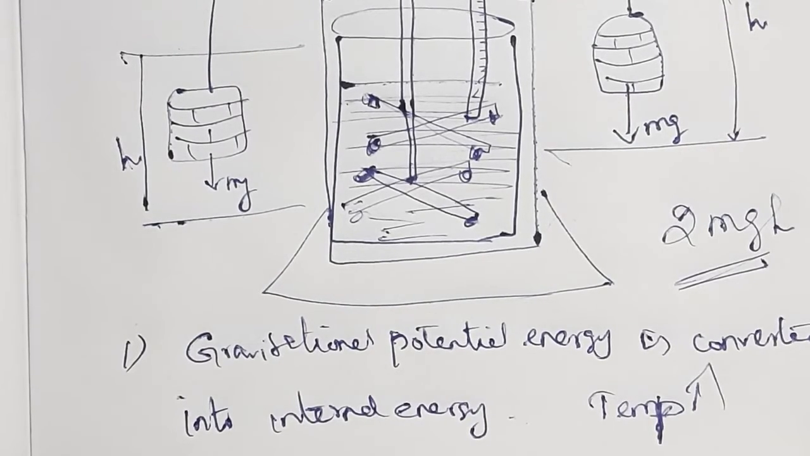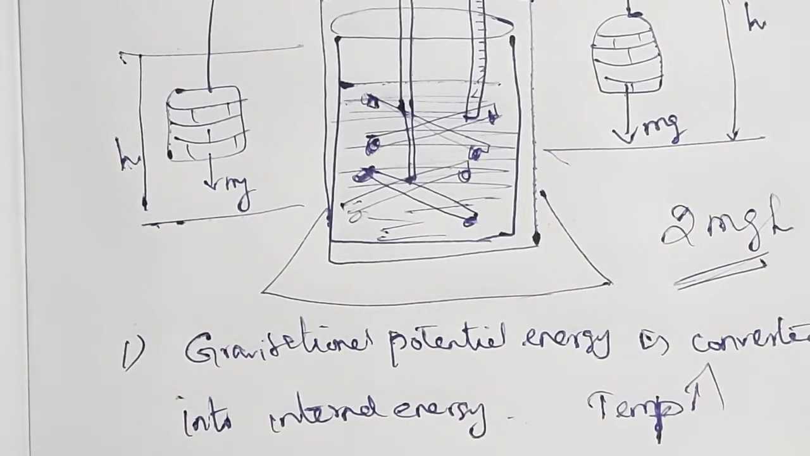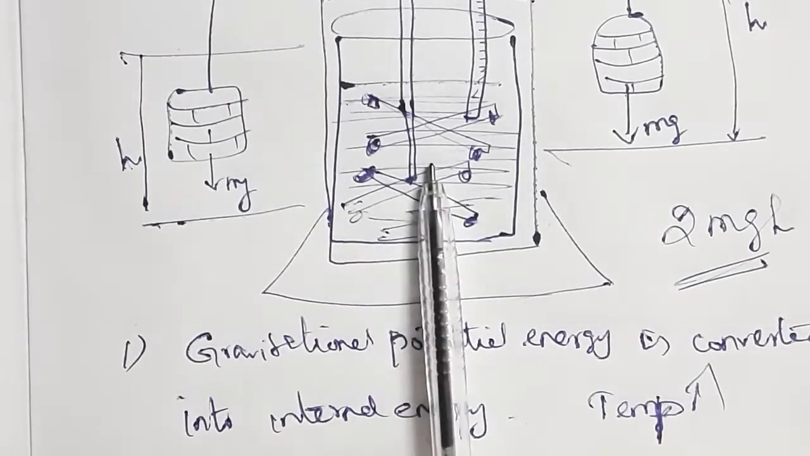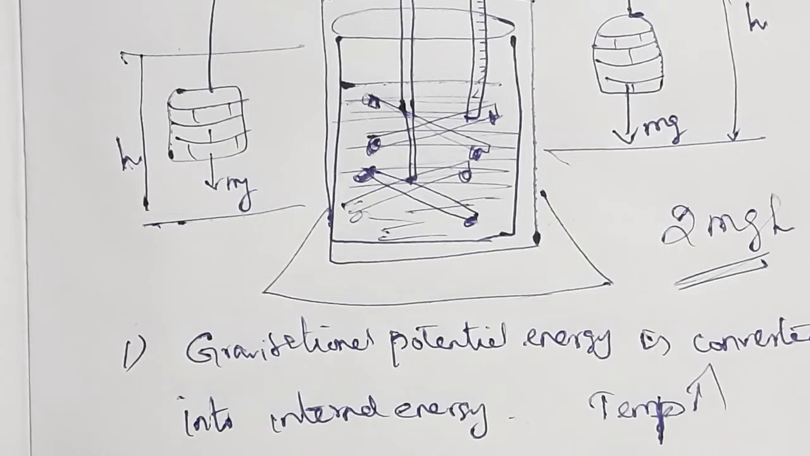That is, Joule was able to show that mechanical work is converted into heat because of the masses falling. So mechanical work is done, which is converted into internal energy. That means it raises the temperature of the water. So mechanical energy is converted into heat. This is Joule's mechanical equivalent of heat.